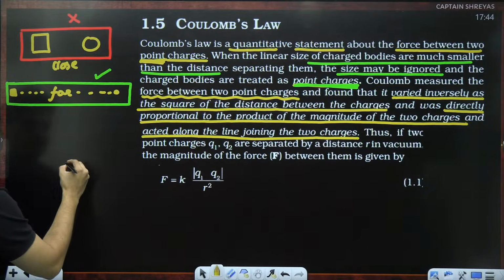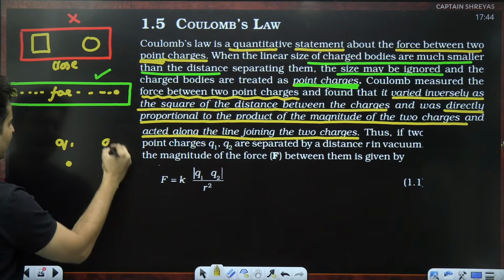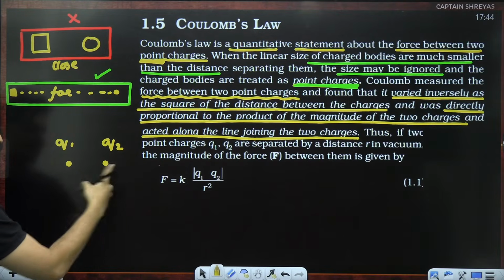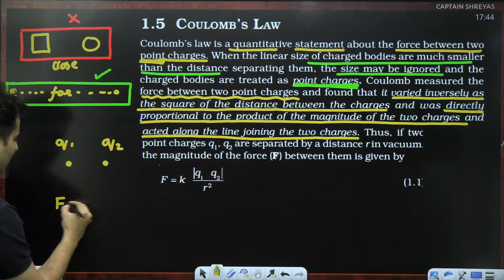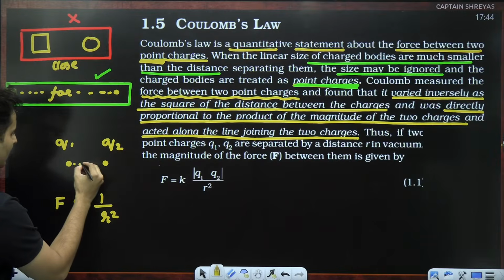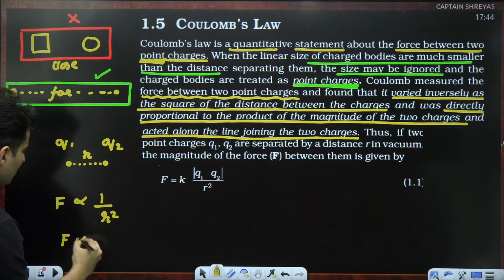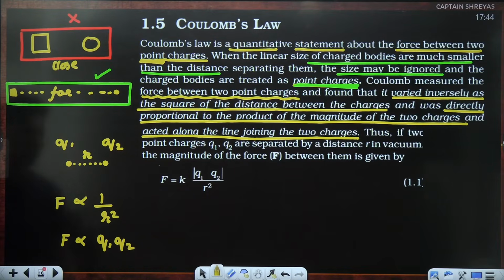What it means is, imagine there is a charge here and a charge here. This I call Q1, this I call Q2. These two charges will have some force of attraction or repulsion depending on their signs. That force is inversely proportional to the square of the distance between them. This is the distance between them. And it is also proportional to the product of the charges, so proportional to Q1 Q2.